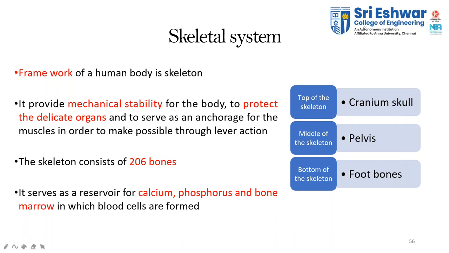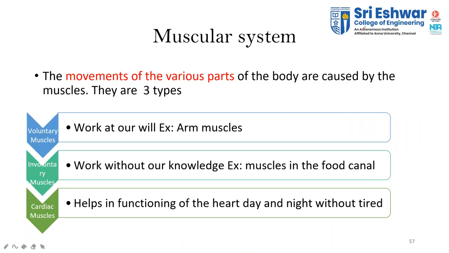Top of the skeletal system is called the cranium skull. Middle of the skeletal system, you have the pelvis. Bottom of the skeletal system, foot bones. We have classified it into three: top, middle, and bottom. Top is called the cranium skull, middle is called the pelvis, and bottom is called the foot bones.